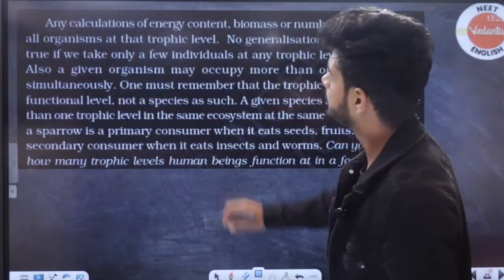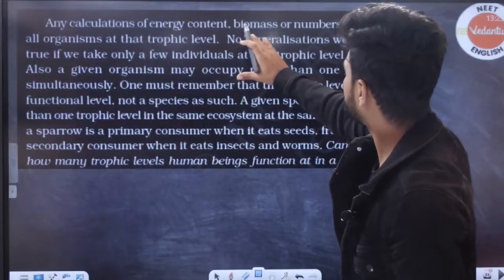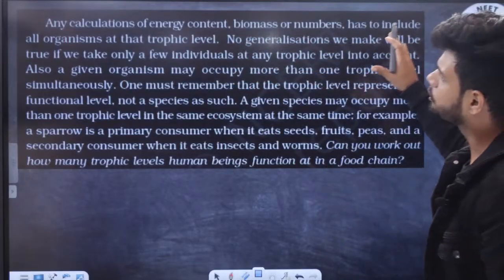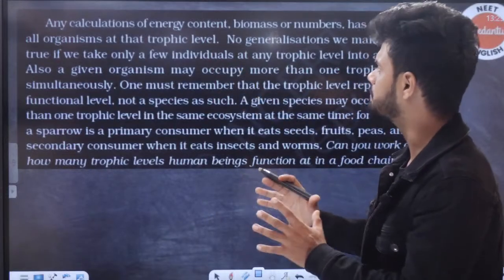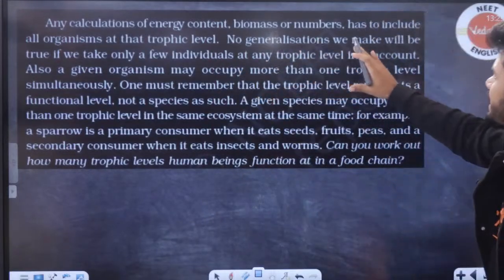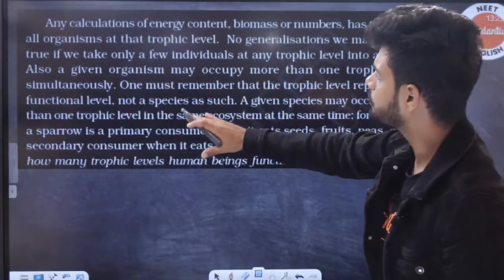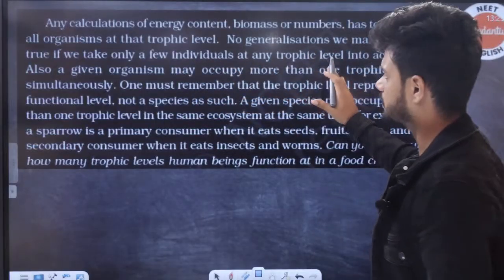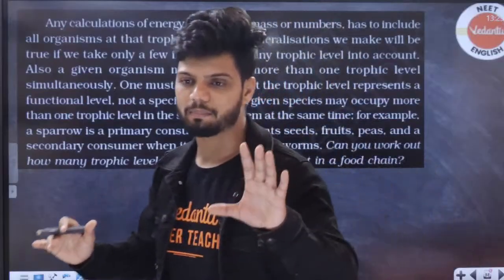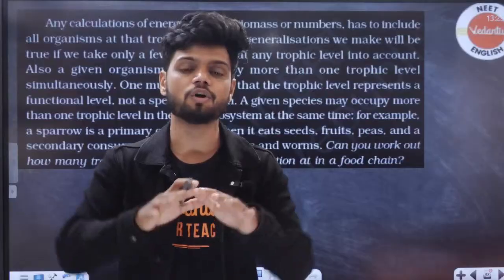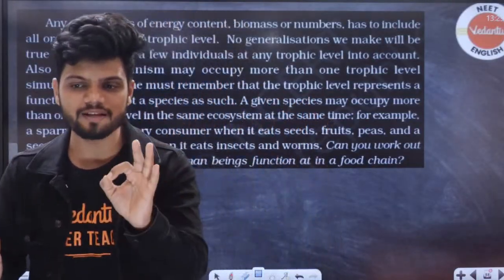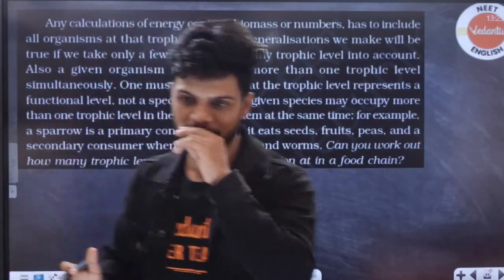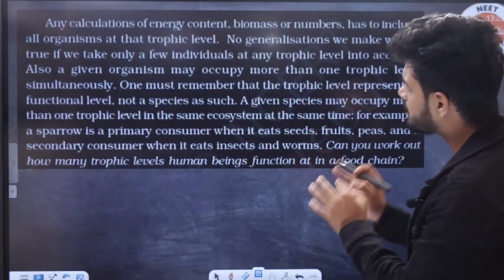We all figured this out. Any calculation of energy content, biomass or number has to include all organisms at the trophic level. So including all the organisms is very important. No generalization is possible if you take only a few individuals at any trophic level. So any pyramid right here is always with respect to a population, not individuals. Yes, the pyramid of energy is always upright.